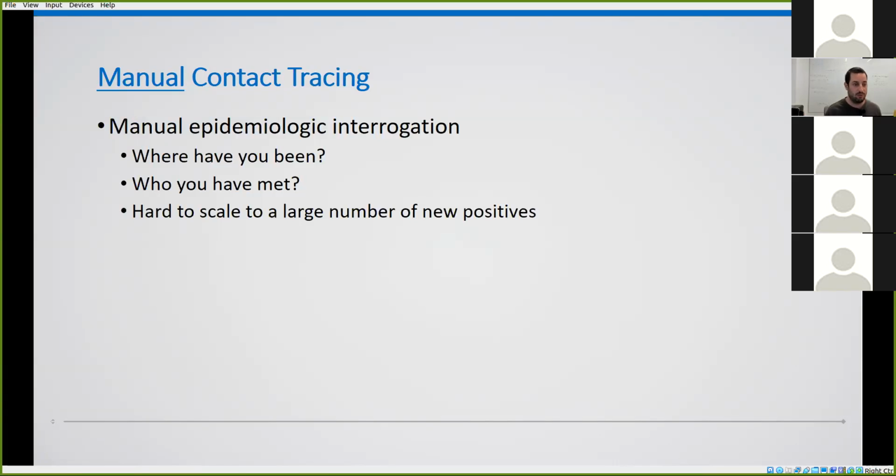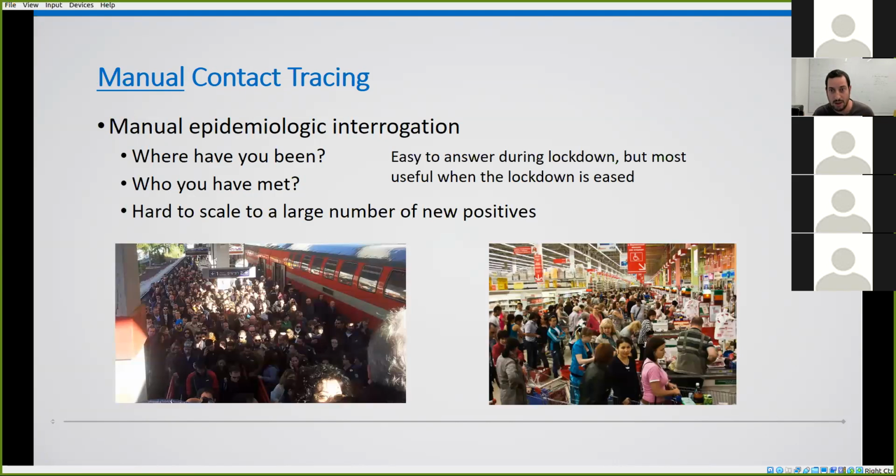In Israel, we recently had a period of time where 1 out of 1,000 people each day got a positive result. There are not enough nurses to question everybody. And moreover, it's difficult information to get. Basically, if you're in lockdown and you don't leave your house, then it's very easy to know where you've been. But under normal day-to-day activity, it's very hard to know where you have been.